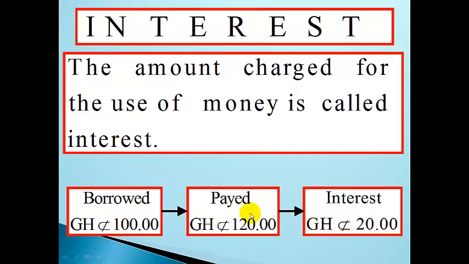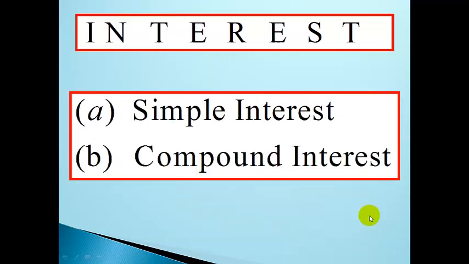That's the difference between the amount we are paying at the end of the time period and the money that was borrowed from the bank. So 120 Ghana cedis minus 100 Ghana cedis is equal to 20 Ghana cedis. That means that the interest charged on the amount borrowed from the bank is 20 Ghana cedis. Now with the interest, we shall consider the simple interest and the compound interest.